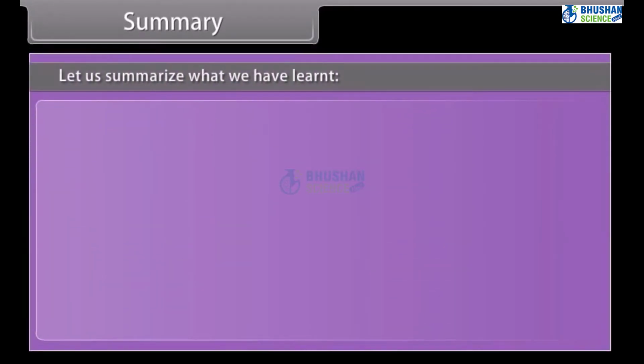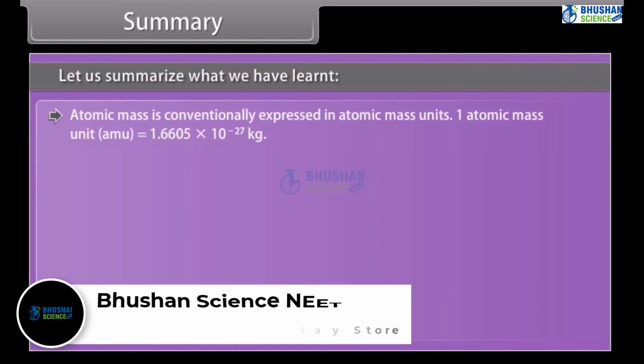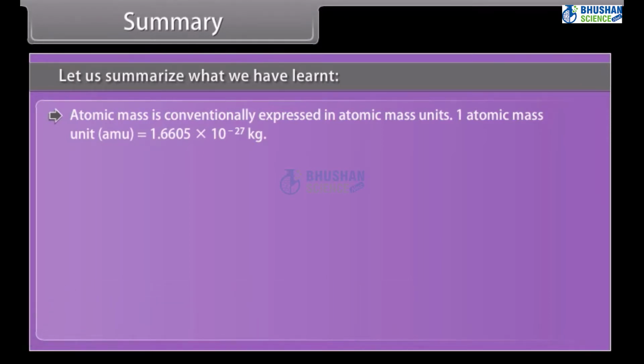Summary. Let us summarize what we have learnt. Atomic mass is conventionally expressed in atomic mass units. 1 atomic mass unit, or amu, is equal to 1.6605 × 10^-27 kilogram.